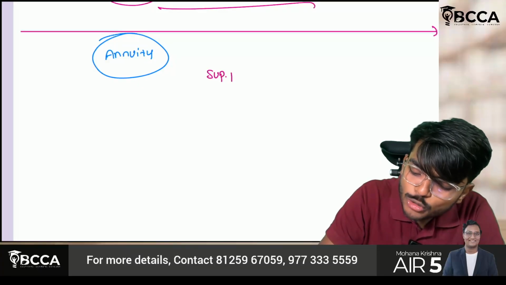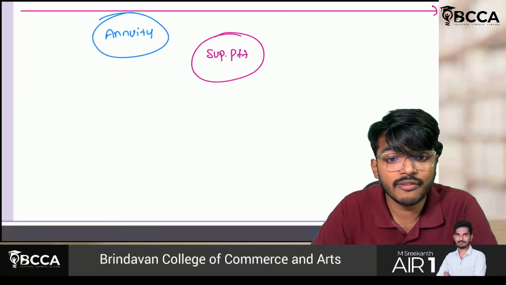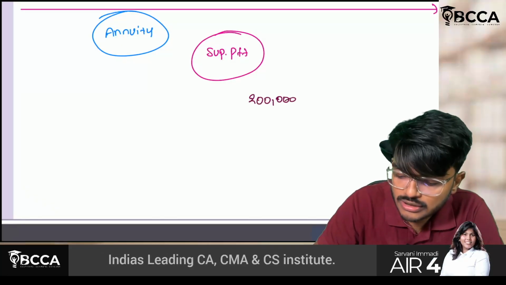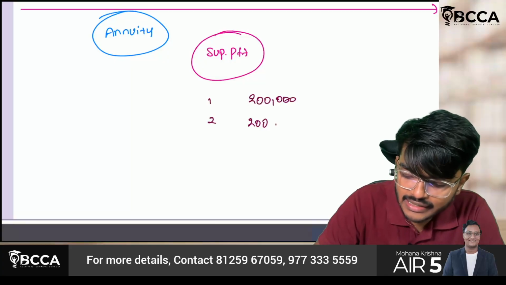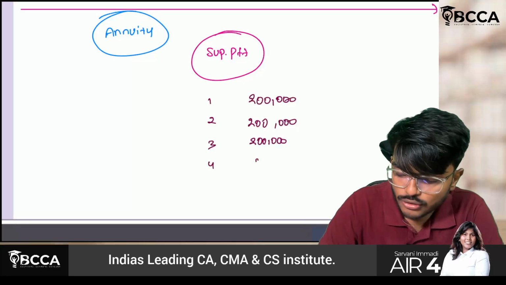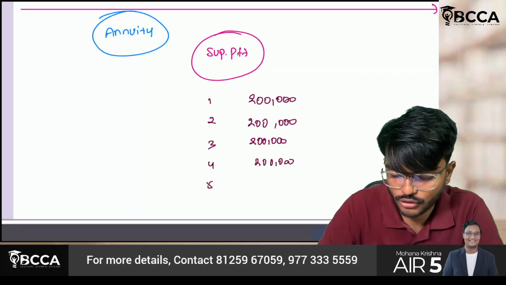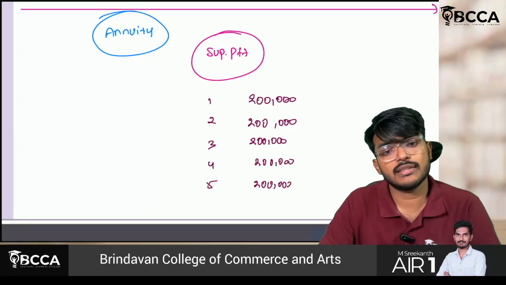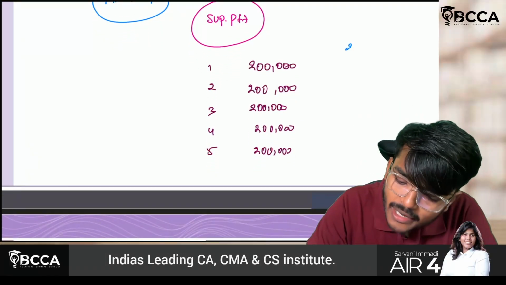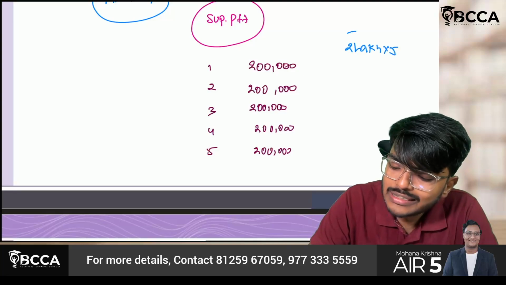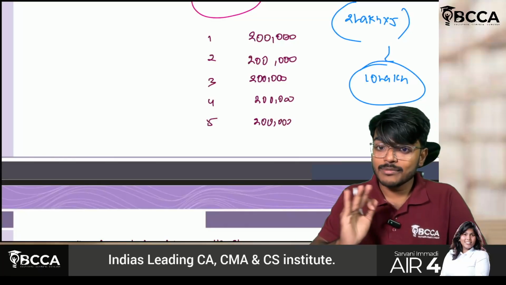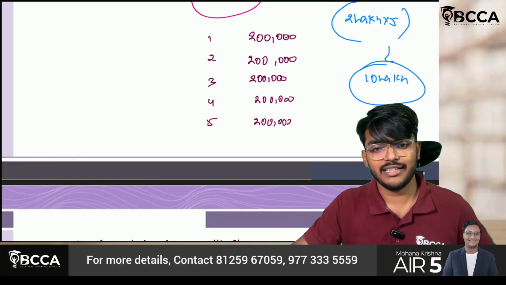Assume I have calculated my super profit for the next 5 years as 2 lakh rupees. First year end, second year end, third year end, fourth year end, and fifth year end, 2 lakh rupees each. Super profit method is saying 2 lakh multiplied by 5, this 10 lakh is nothing but your goodwill. This is not me saying, this is what the super profit method is saying.